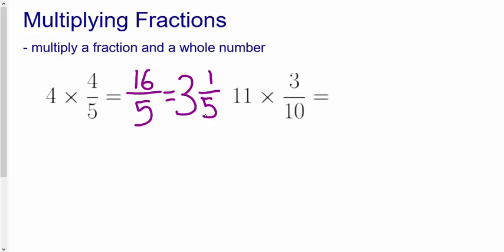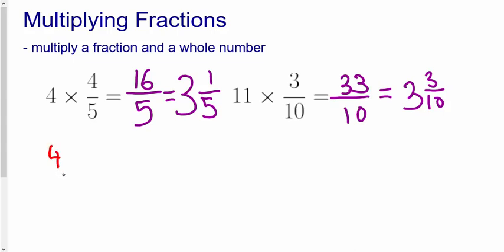Next, 11 times 3/10. I need 11 groups of 3/10. 11 times 3 is 33. So I'll have 33 tenths, or 3 and 3/10. Hopefully you see what we're doing here. We're taking this whole number 4, and I can express 4 as a fraction, writing it as 4/1. And I'm going to multiply 4/1 times 4/5. Well, I just multiply the numerator times the numerator, which is 16, and the denominator 1 times the other denominator 5. 1 times 5 is 5.